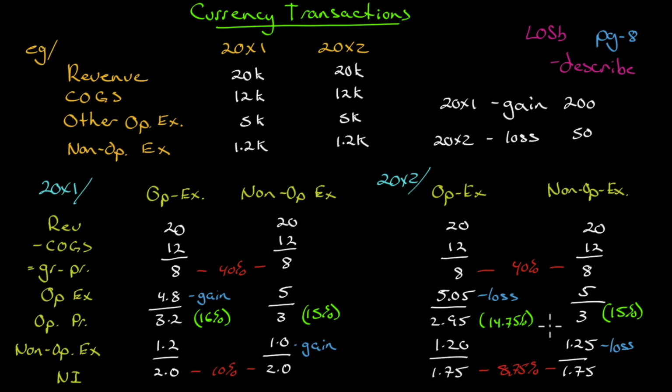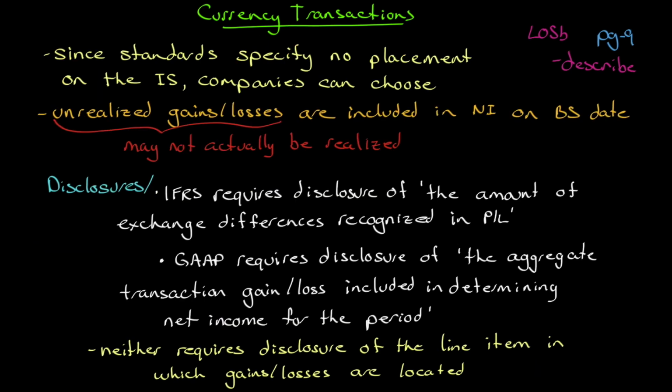If you're comparing a bunch of companies that treat it the same way and put it as a non-operating expense, you don't necessarily have to bring it back up because every company will be comparable on its margins already. All right, so just to repeat, since the standards specify no placement on the income statement, companies can choose. The unrealized gains or losses are included in net income on the balance sheet date. So we get that. They're in net income.